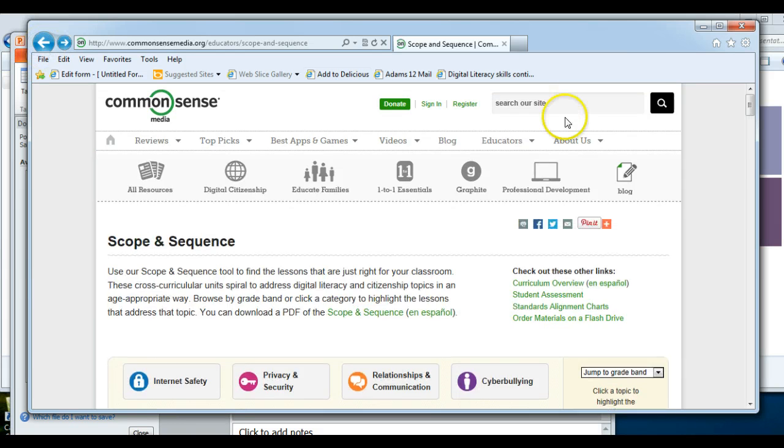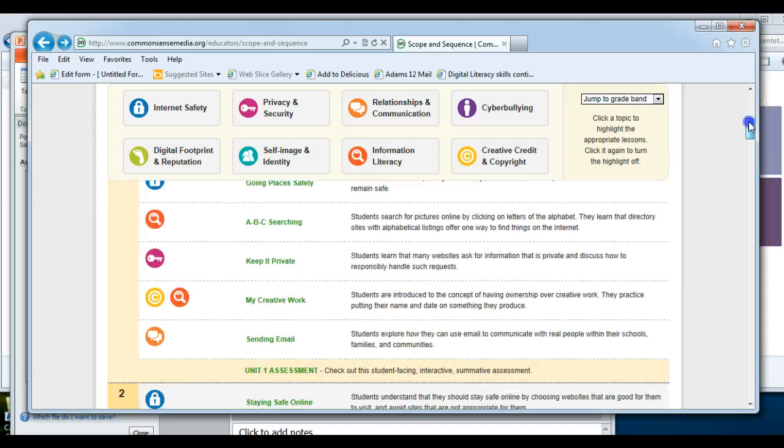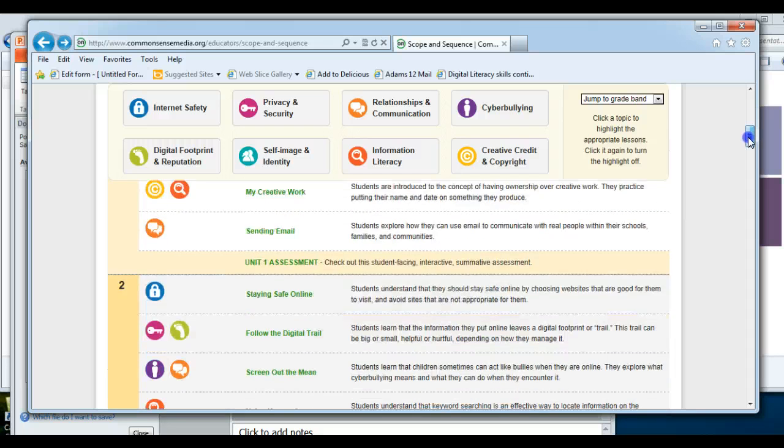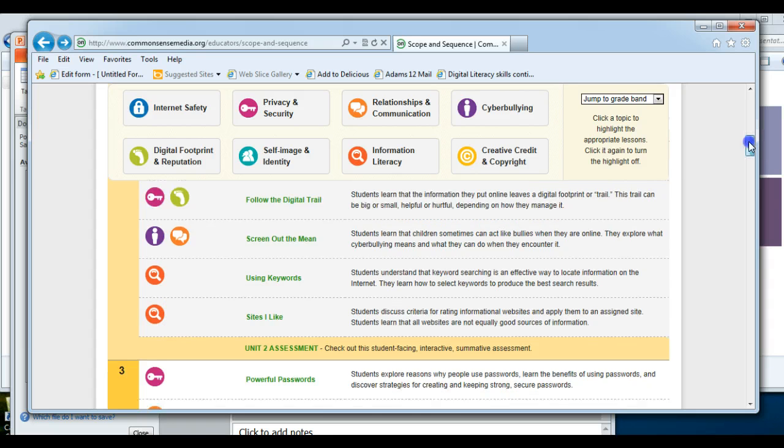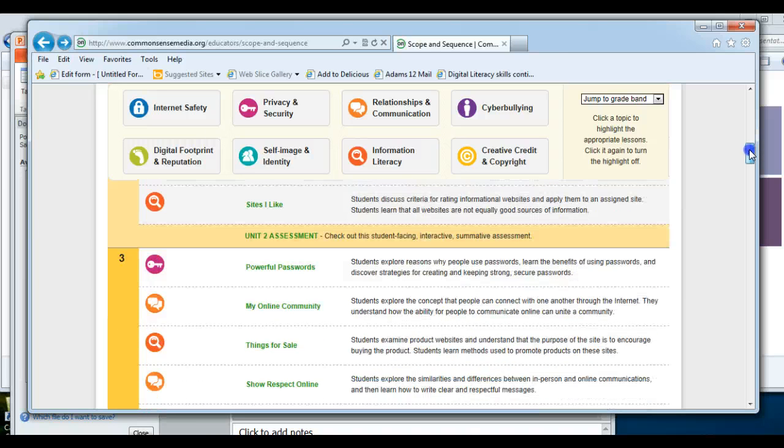No matter what grade level you're at, you can scroll down and look at My Creative Work. They introduce the concept of ownership of creative work. Practice putting their name and date on something they produce. You could extend that activity to talk about other people's work and that it's owned by other people. So you just need to scroll through and see which activities really relate to you.